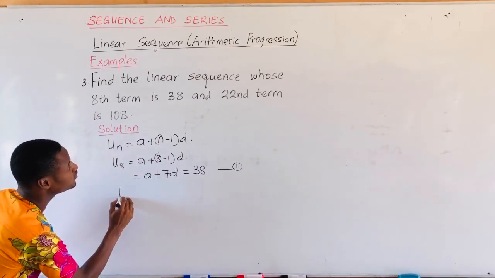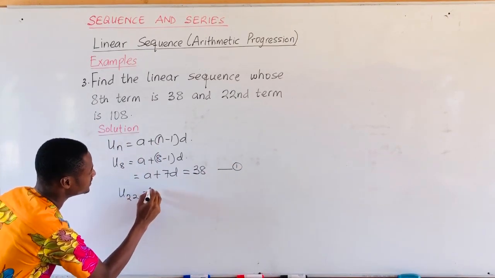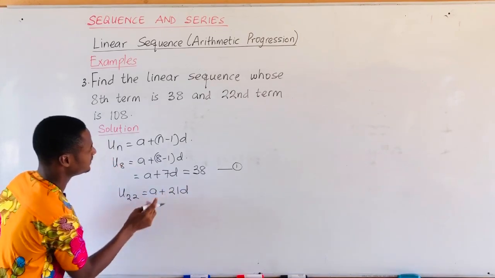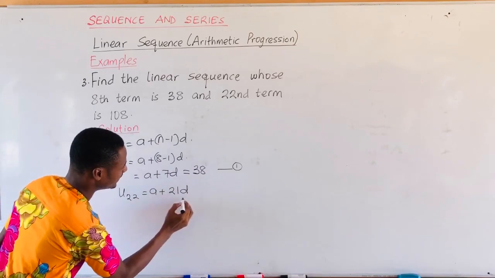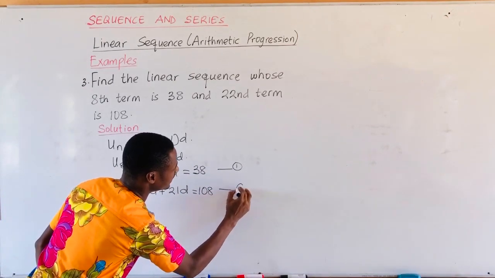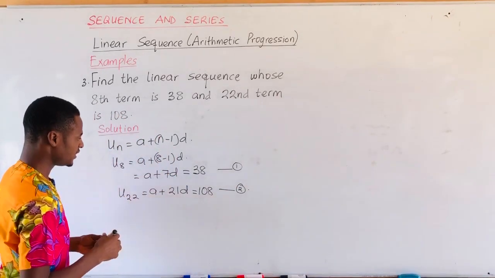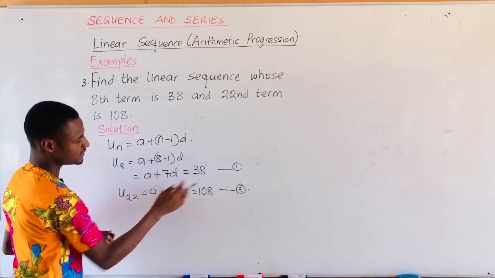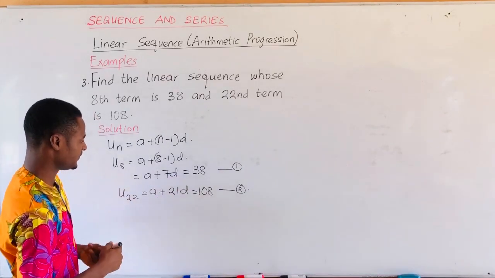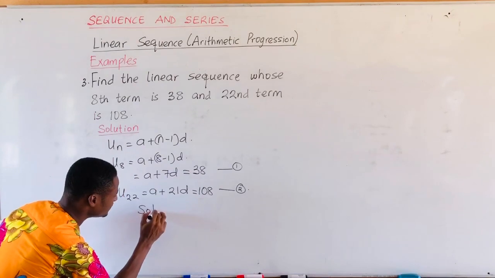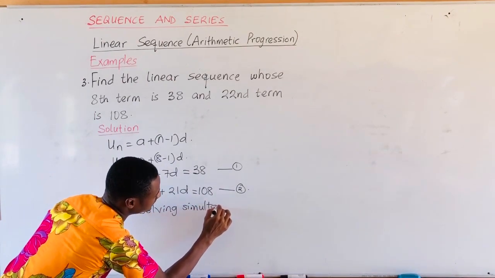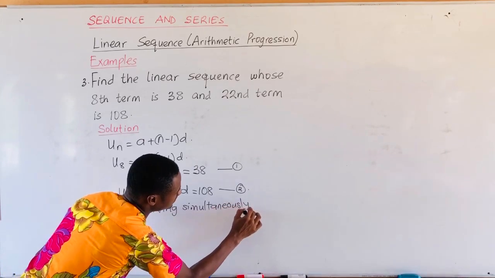Then U22 is also a plus 21d. That is 22 minus 1. And that is also equal to 108. That is our second equation. Now we need to solve these two equations simultaneously to get the values of a and then d. So solving simultaneously, you can refer to our lesson on simultaneous equations.